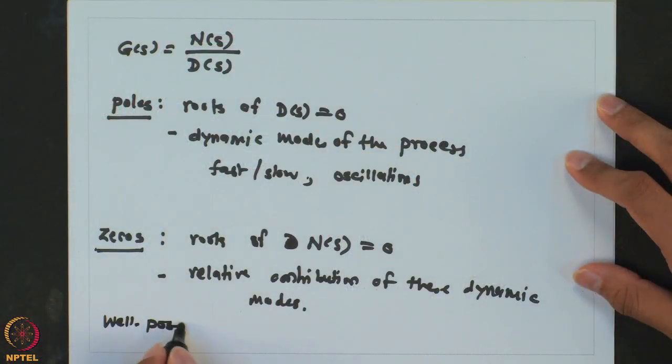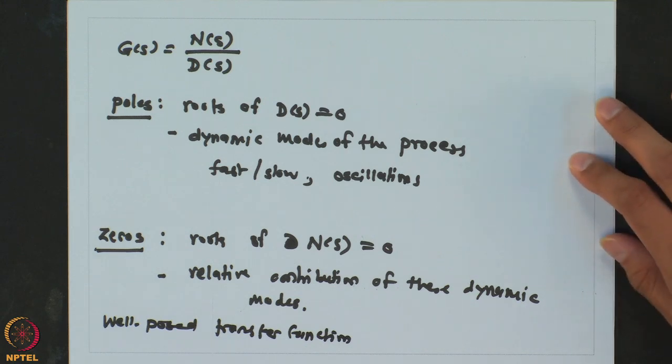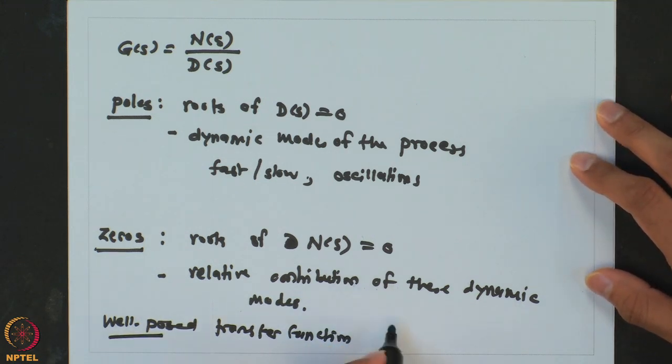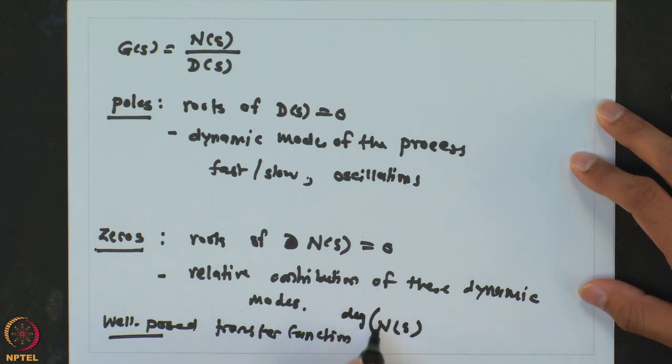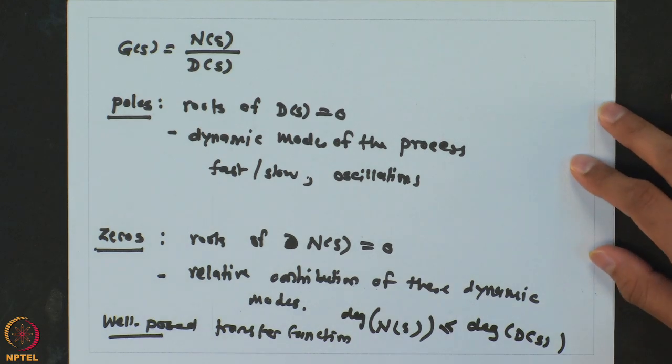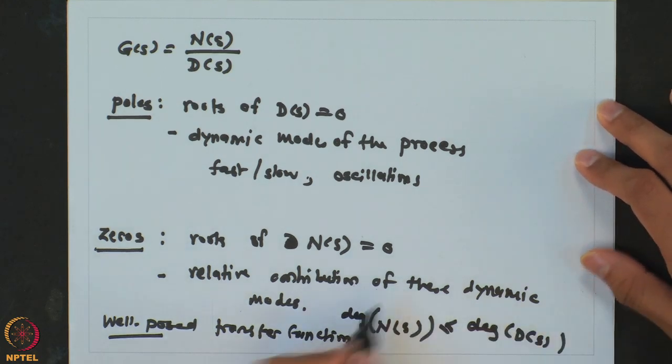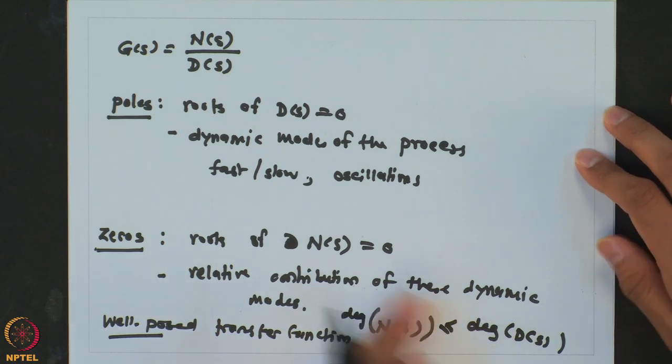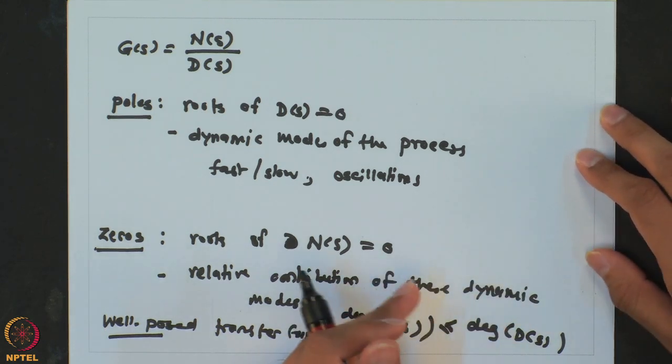And for any typical, well-posed transfer function, which is like any real, practically implemented transfer function, the degree of the numerator polynomial should be less than or equal to the degree of the denominator polynomial. That will make it physically realizable. If the numerator degree is greater than the denominator, we will see that those processes are not physically realizable.